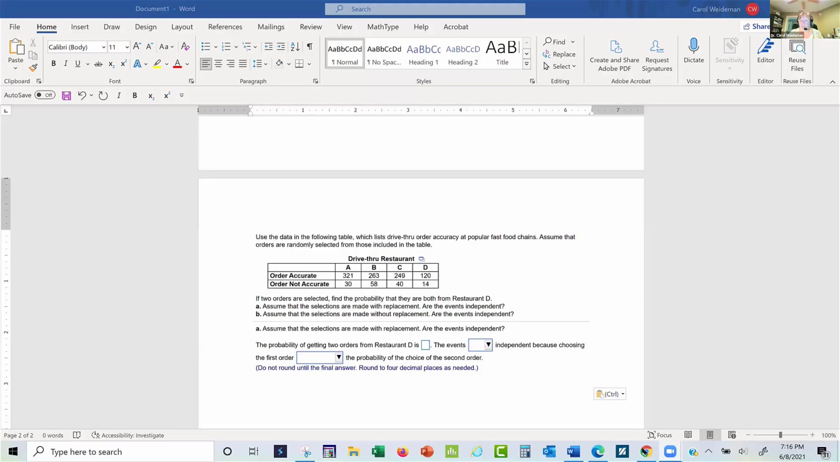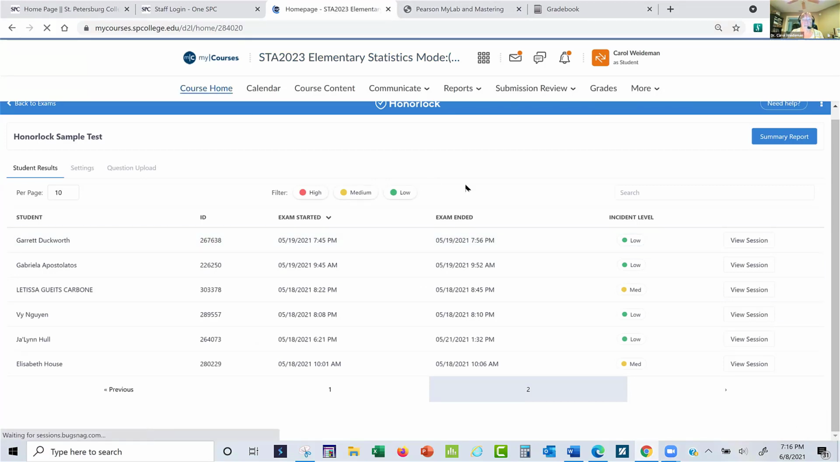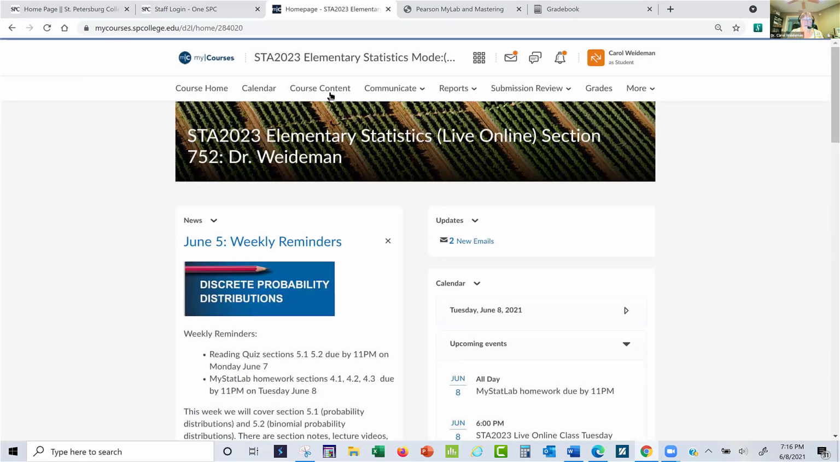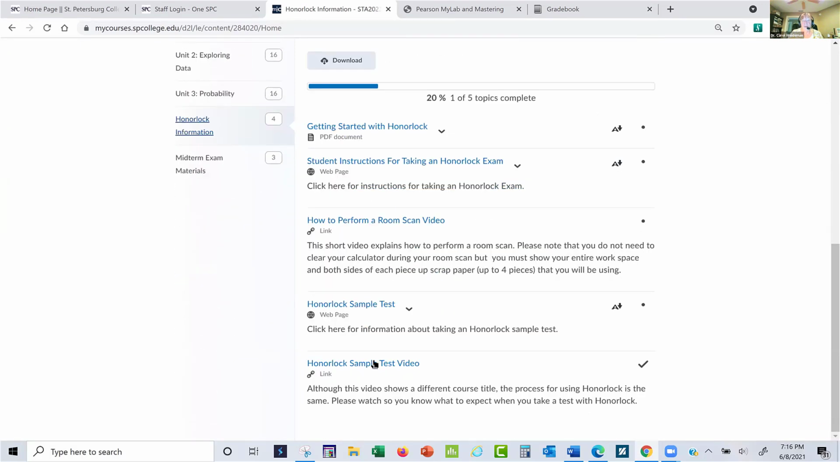Okay. And also, let me just real quick show you this too, because there's also a video that might help you if you're not following what goes on when you use Honorlock. Let's go back over here. In the Honorlock information module here, the last item in here is a video. If you watch this video, it shows a different course in this one, but that doesn't matter. It shows you what happens when you do the ID check, the room scan, and then how Honorlock will unlock your exam for you.